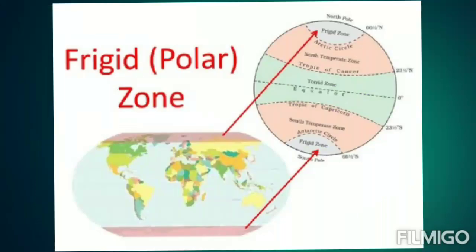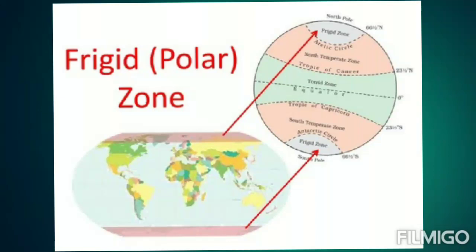Okay, now we will turn towards the frigid zone. There are also two frigid zones. Frigid means very cold or freezing. The frigid zone lies in the area between the Arctic Circle and the North Pole. I repeat again, the Arctic Circle and the North Pole. Which zone falls here? The frigid zone, in the northern hemisphere. Similarly, the Antarctic Circle and the South Pole in the southern hemisphere.